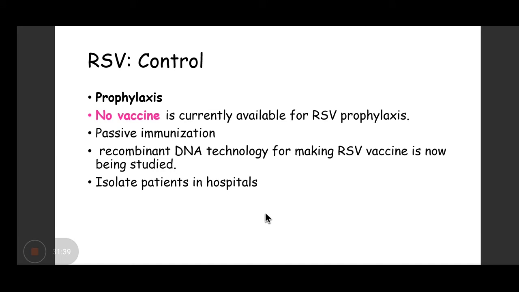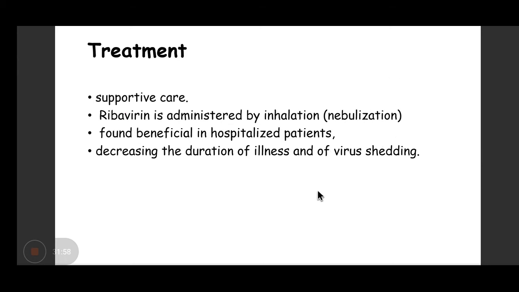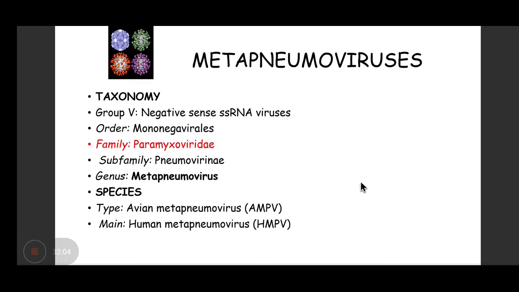For control and prophylaxis, no vaccine is available, but in some countries passive immunization is given for the control of respiratory syncytial virus. Preformed immunoglobulins are given. Treatment is supportive care. Ribavirin is administered by inhalation.